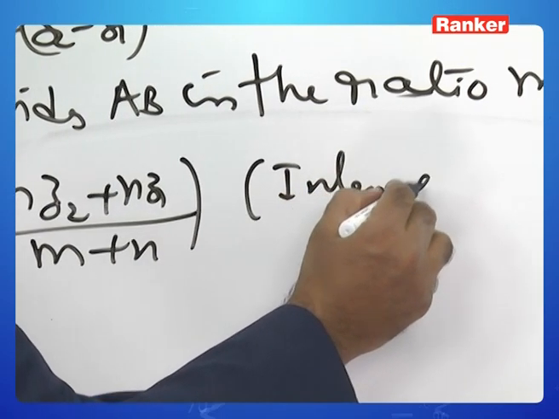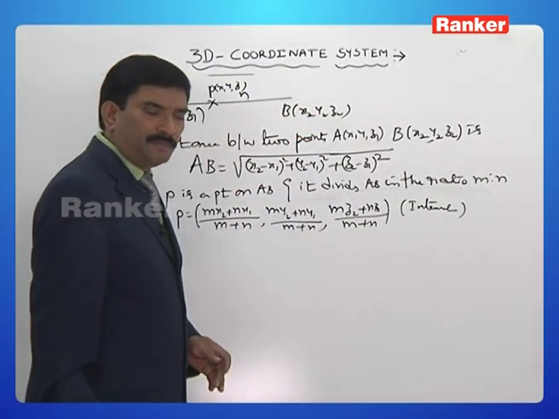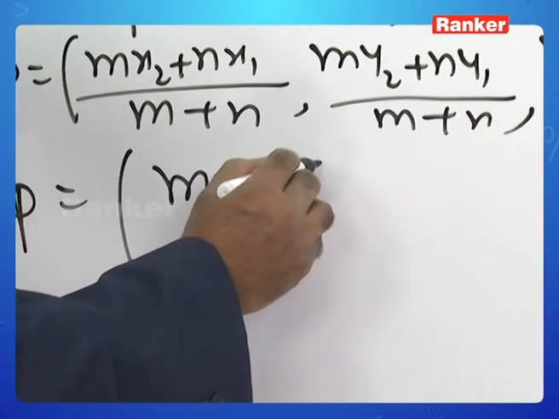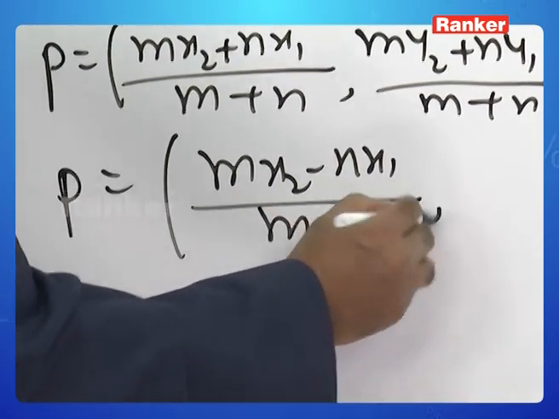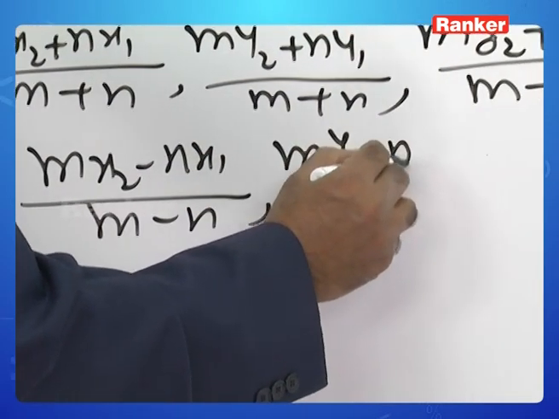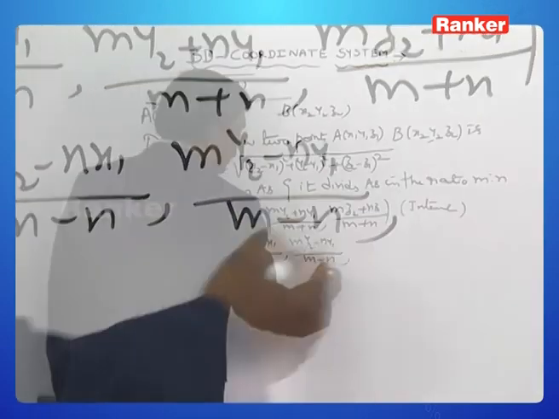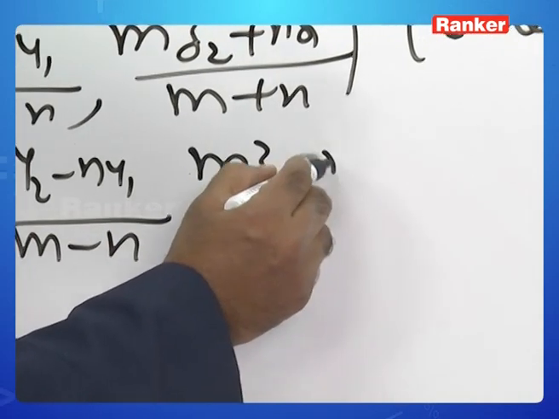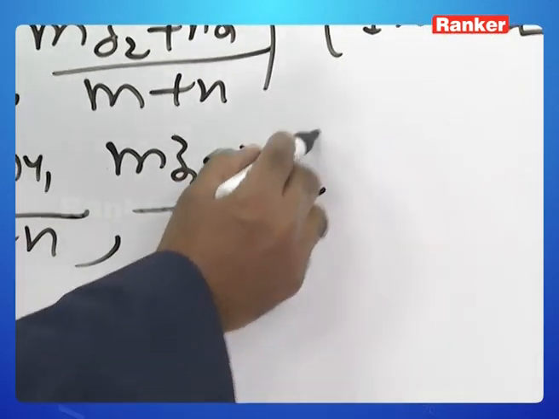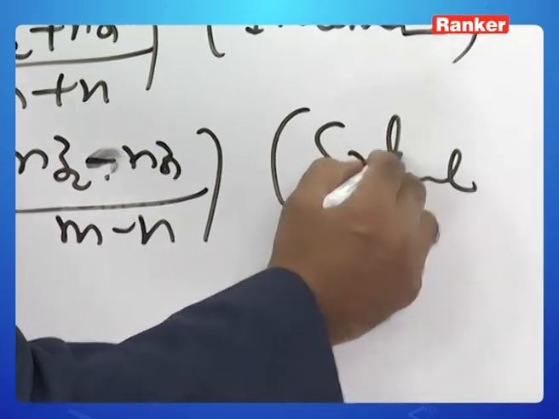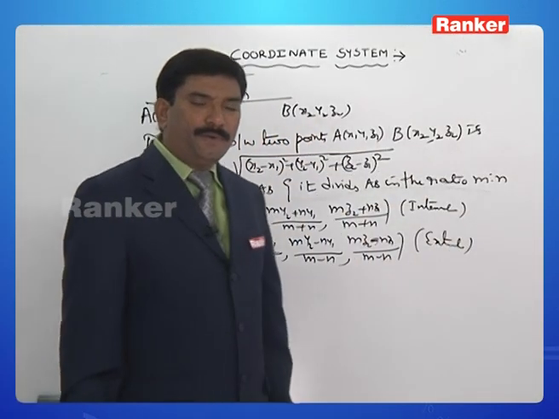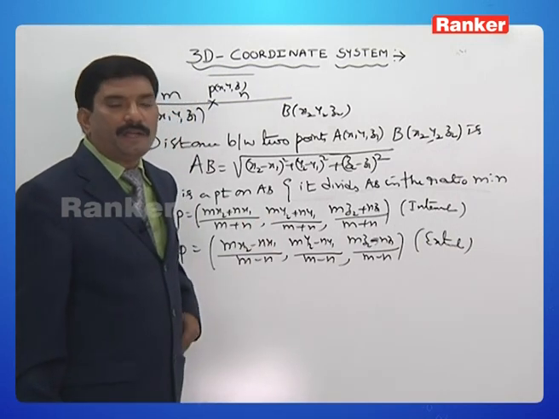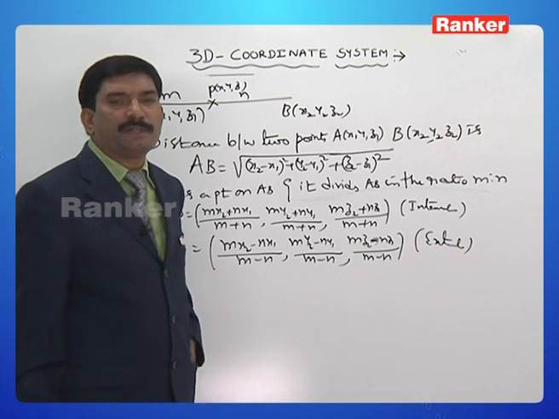If P is an internal point, that is the formula. If P is an external point, I can write (mx2 minus nx1) divided by (m minus n), (my2 minus ny1) by (m minus n), (mz2 minus nz1) by (m minus n), if it is an external point. So therefore, these are the coordinates of the point that divides internally and externally respectively.